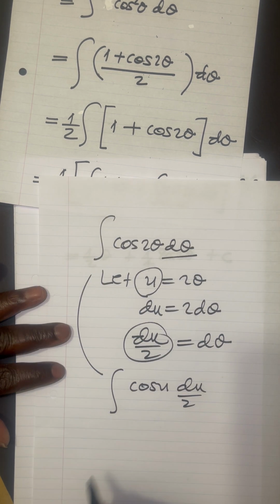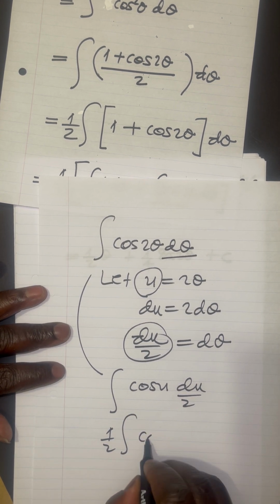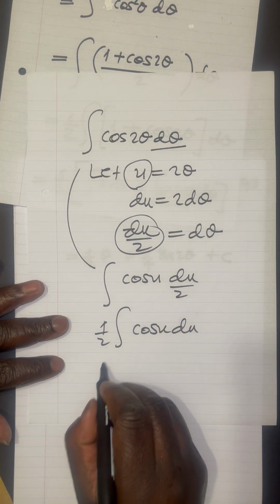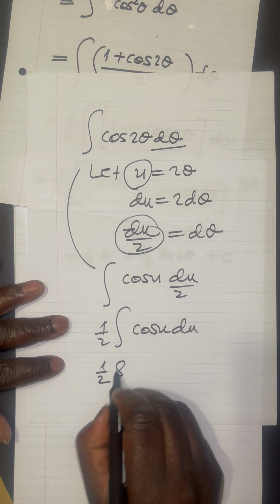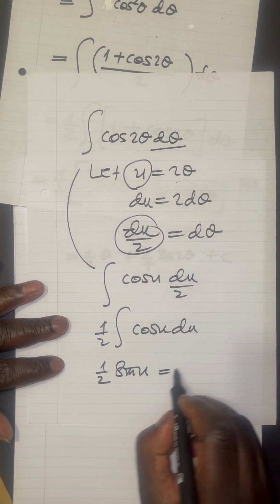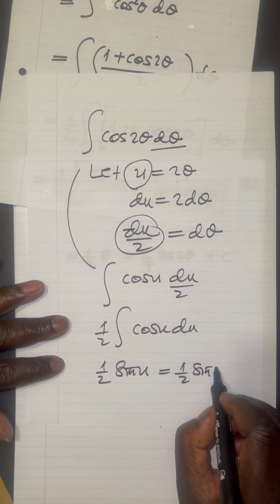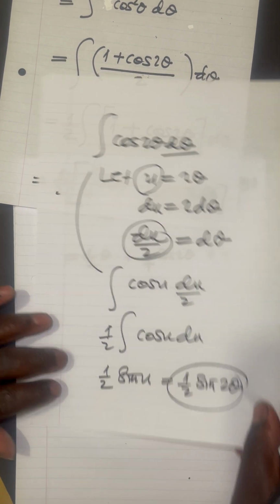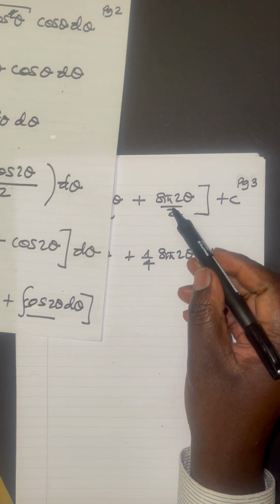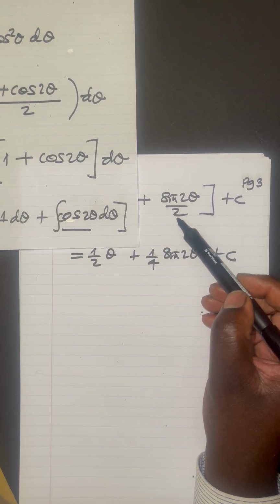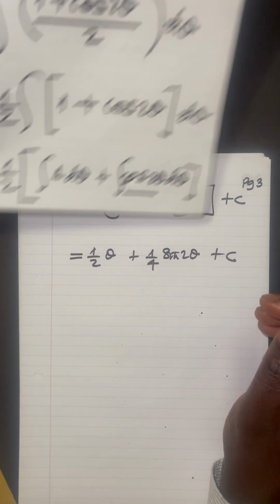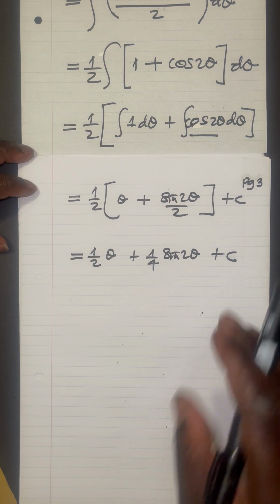Take half out, because half is a constant. The integral of cos u du, and what is the integral of cos u? Well, it's sine u, so this is half of sine u. But what is u? U is 2 theta, so this is just half sine of 2 theta. That's how we get sine 2 theta over 2 from cos 2 theta d theta. The integral of that gives us that, because of that simple trick of u substitution.